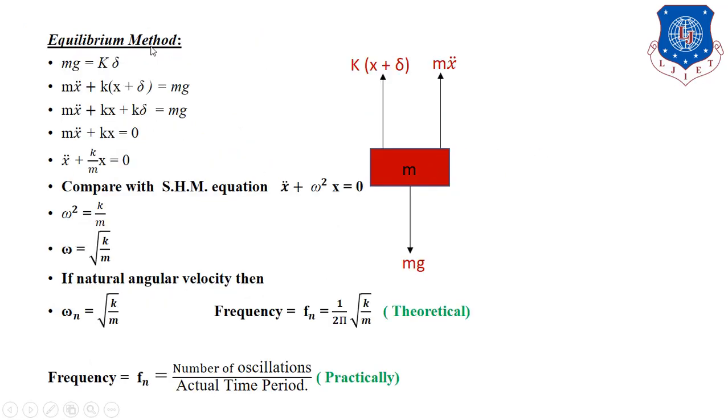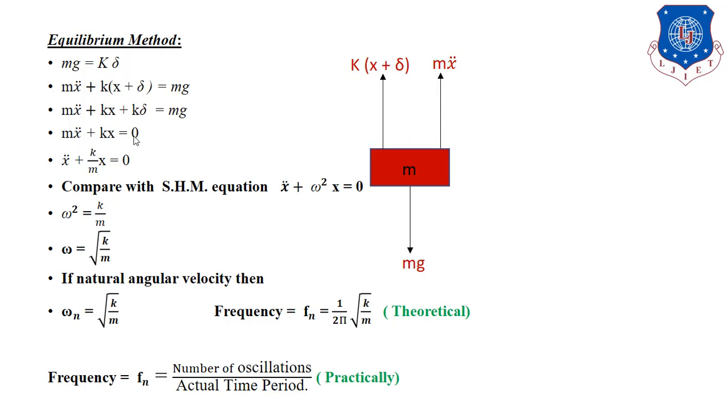Now, considering the equilibrium method for the static deflection, we know that mg is equal to k delta. When we give the small displacement x, the equation becomes m x double dot plus k into x plus delta is equal to mg, because the downward force is equal to the upward force. Upward there are k into x plus delta and m x double dot, and downward there is the force mg. If we simplify this equation, we get m x double dot plus kx is equal to 0.